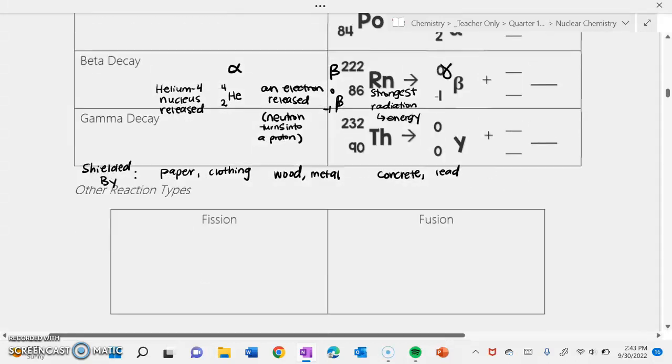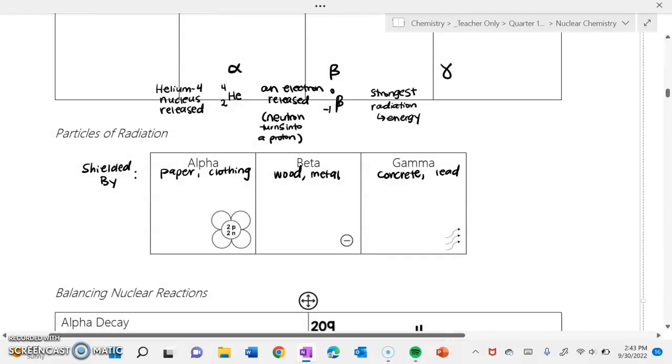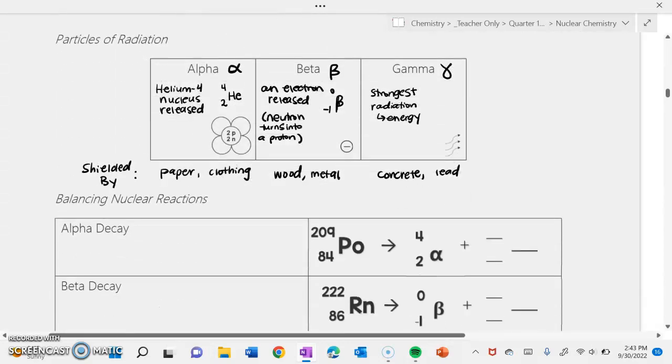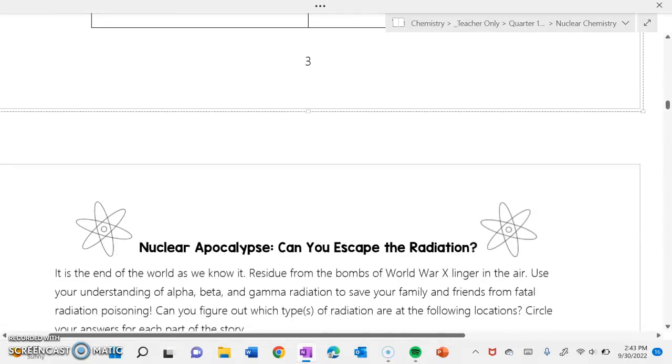Now, if you will go to page, I don't know why it's doing that. If you will go to the next page, we're going to visit the rest of this in part 2.